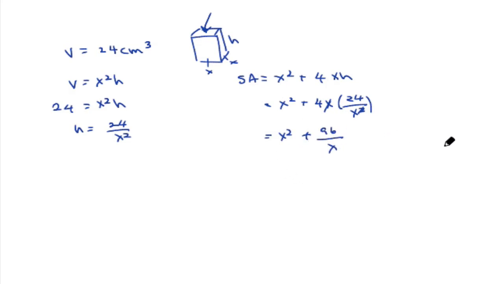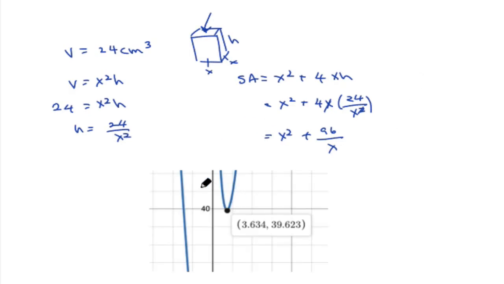So now let's graph this out. Okay, and when we graph it out, we get a minimum point that looks like this. So now we can see that the x value will be this x value here, so 3.6 approximately. And this is going to represent our surface area. 39.6 centimeters squared.